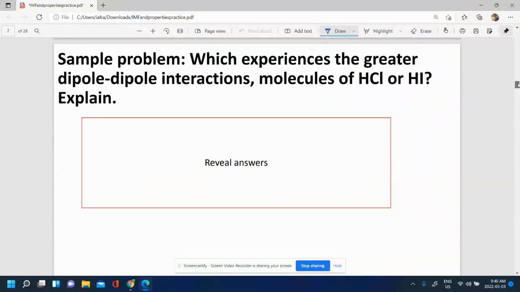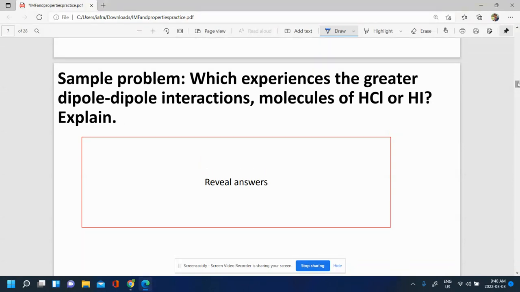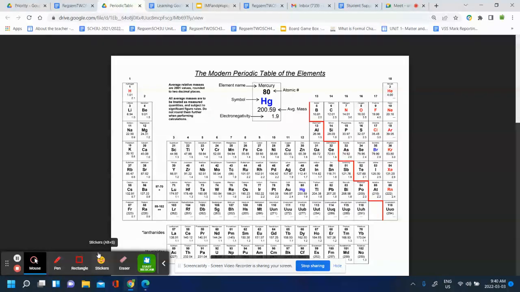Which experiences greater dipole-dipole interactions? Molecules of HCl or HI? Explain. So here we need to compare the two. We need to first of all see, do they both have dipole-dipole? Chances are they do, but you never know in a question. We've got to check. So we want to check for polarity. We're going to check if these are polar. We know hydrogen's 2.1, chlorine is 3.0, and iodine, I believe, was, let's go back and check in our periodic table, 2.5.